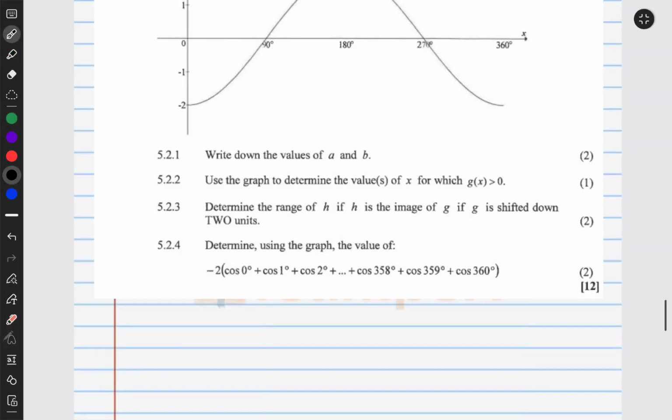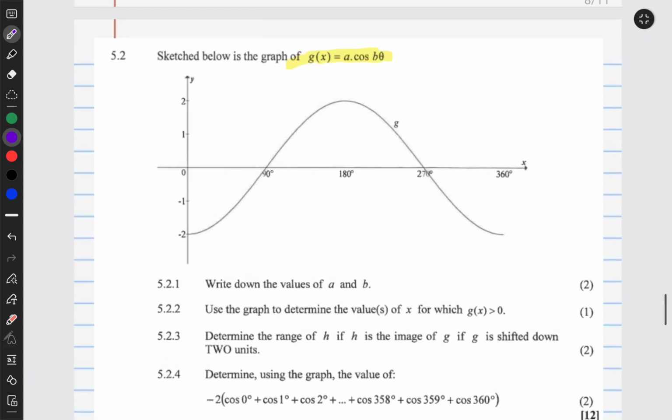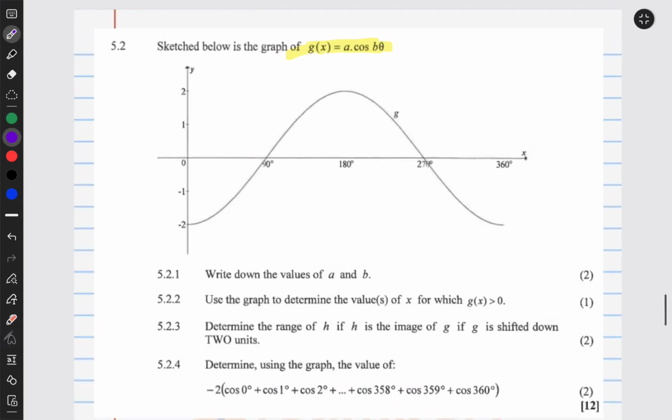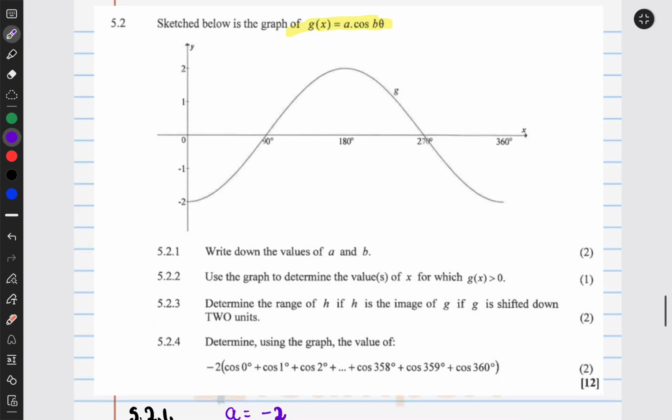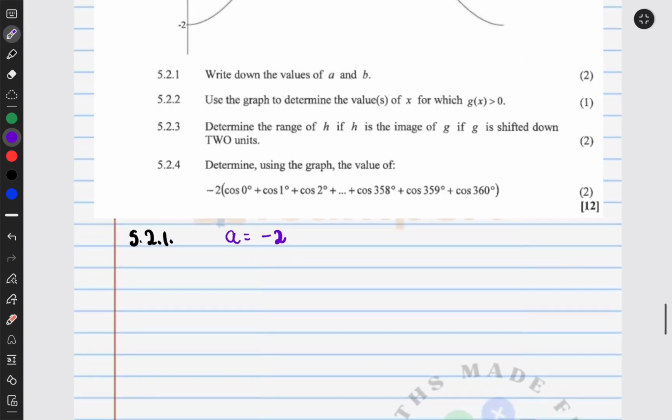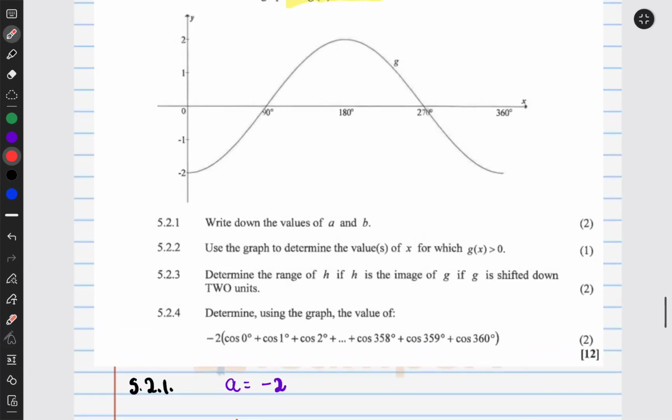So for 5.2.1, a is equal to negative 2. And then for b, this function goes from 0 to 360 degrees. It has not been squeezed horizontally, so b will be just equal to 1. So nothing has been changed about this function. So b is equal to 1.